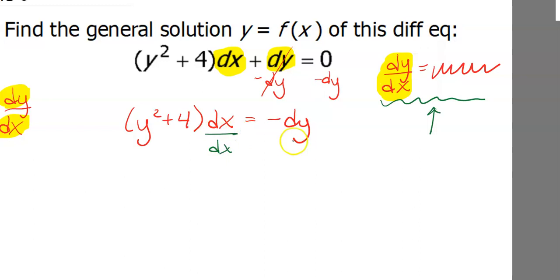I'm going to divide both sides by dx, and while I'm at it, I'll multiply both sides by -1. Change colors there. Come on, OneNote. I believe in you. So times -1.